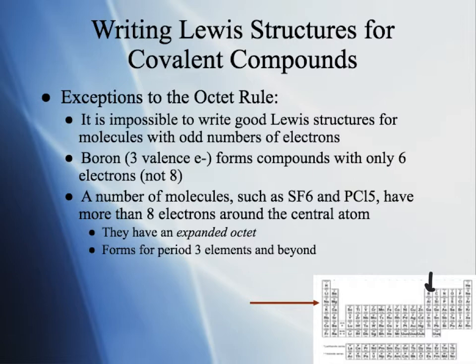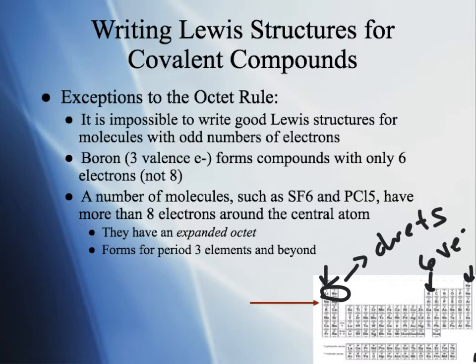So remember, we had hydrogen and helium and lithium and beryllium, and these guys made duets, meaning that they're only going to have 2 dots in their valence shell. Well, when we work with boron, it's going to have 6 valence electrons around it rather than 8. So that's another exception.